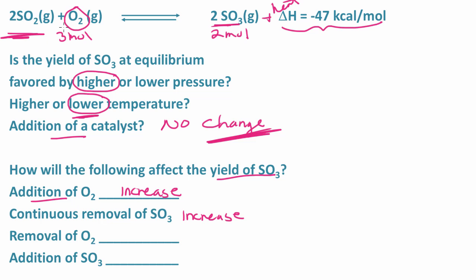Removal of oxygen. So I remove some oxygen. I'm removing a reactant. So the system will shift in order to replace that reactant. It will shift to the left. So if I remove oxygen, I will decrease the yield of sulfur trioxide. What if I add some sulfur trioxide to the reaction vessel? So I increase this concentration. Again, the system's going to shift to remove it. It will shift to the left, so that would also decrease my yield of sulfur trioxide.